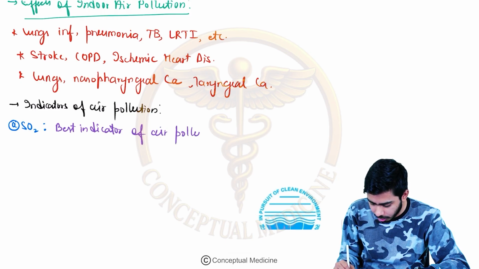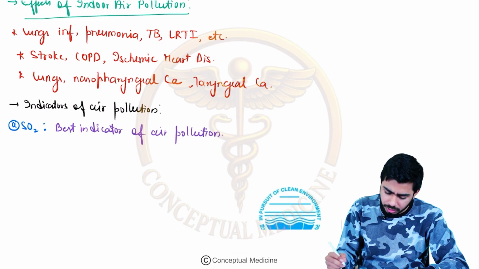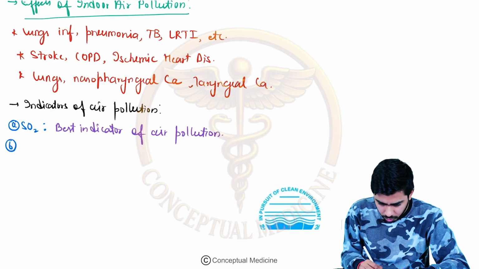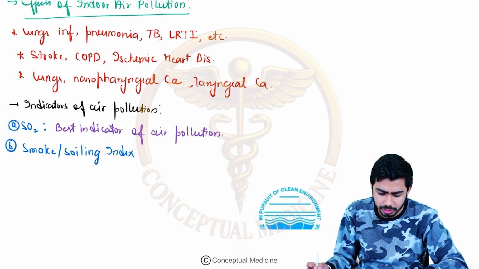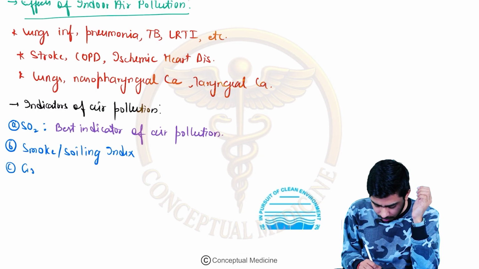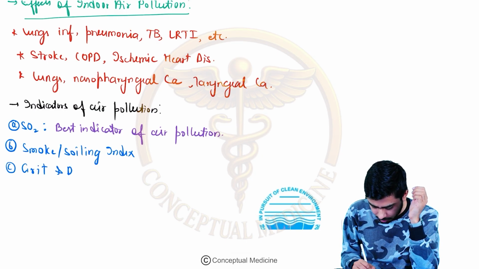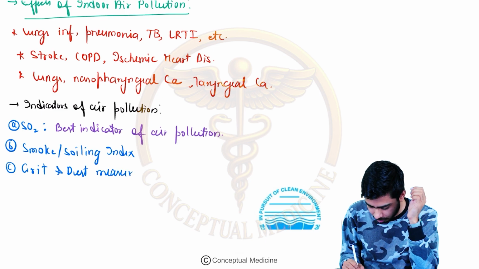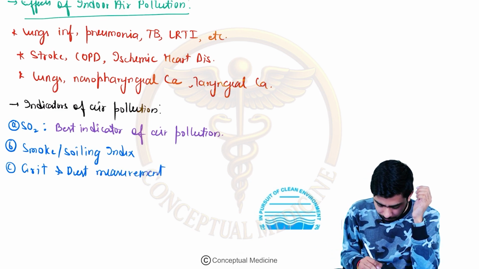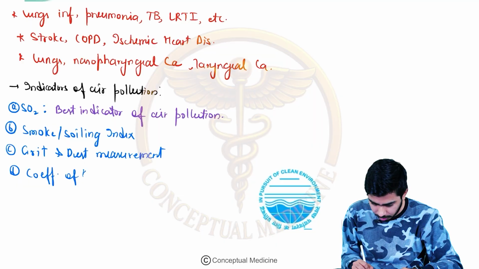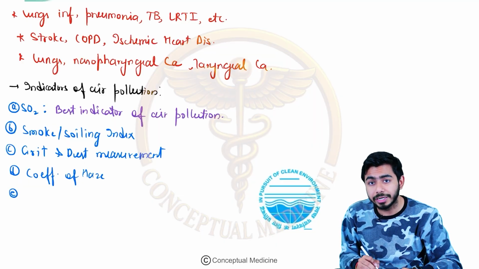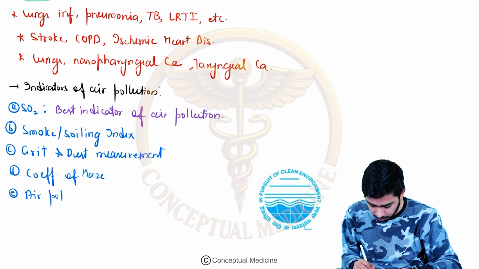Along with that, not only sulfur dioxide but also smoke, and for smoke we talk about the soiling index. With that we have grit or dust measurement; for grit we measure the dust. There could also be the coefficient of haze, as haziness can be there in the environment. Along with that, the air pollution index is also an indicator.